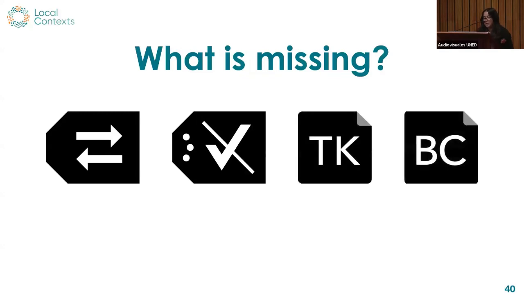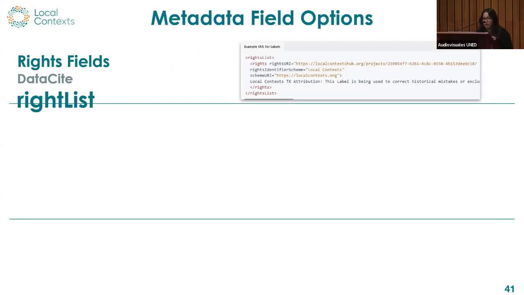So where do these fit within other systems, such as databases or websites where Indigenous voices have not previously had a space? One option is to use already existing fields that are standard across all databases. The most common fields that labels and notices have been added to across systems have been rights fields. This example shown here is from Data Sites, Local Contexts Notices and Labels Metadata Guidelines.